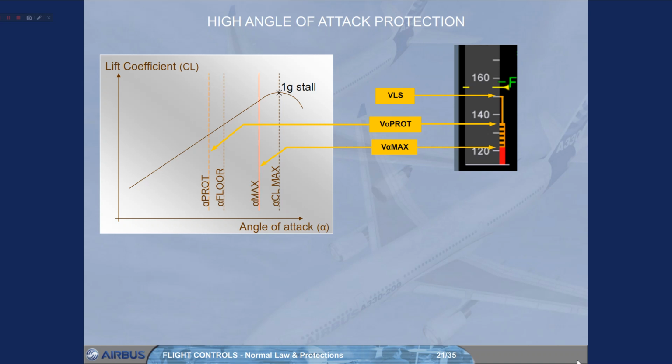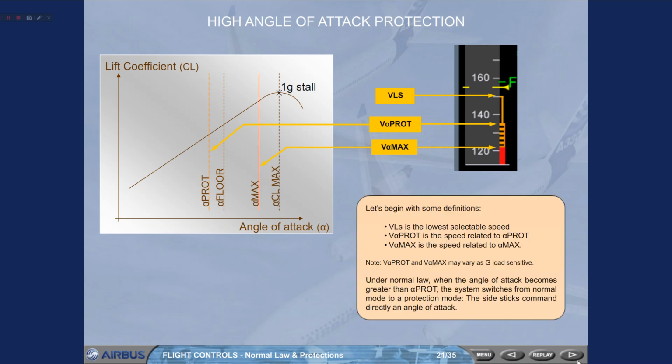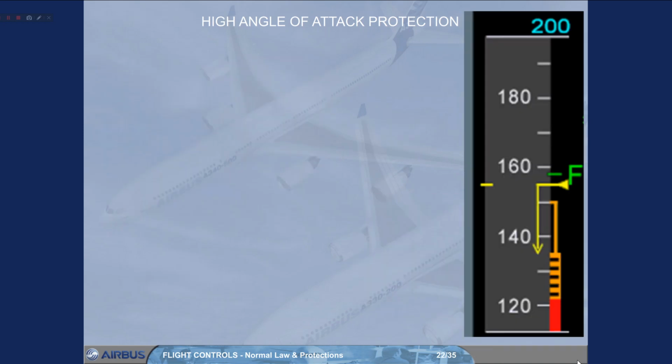Under normal law, when the angle of attack becomes greater than alpha prot, the system switches from normal mode to a protection mode. The side sticks command directly an angle of attack. As speed decreases, it reaches VLS, the lowest selectable speed with auto thrust engaged.